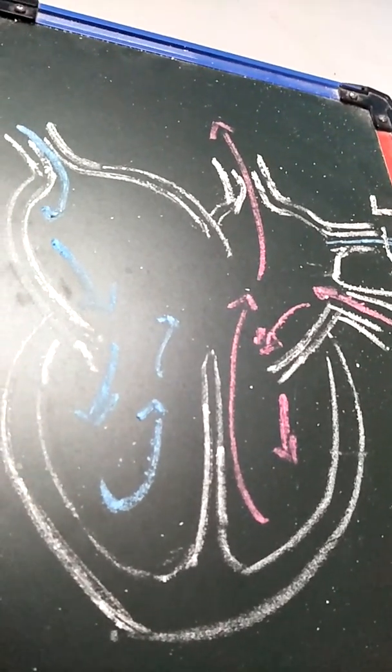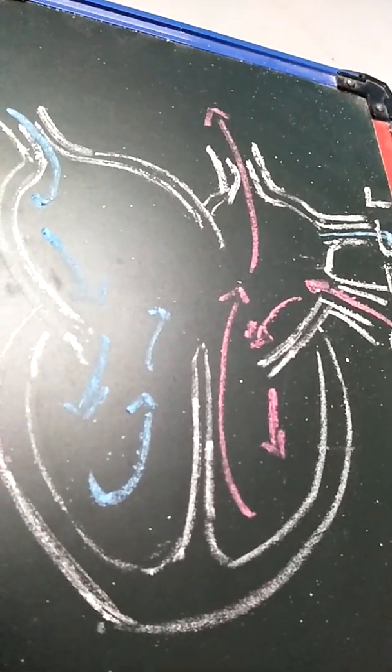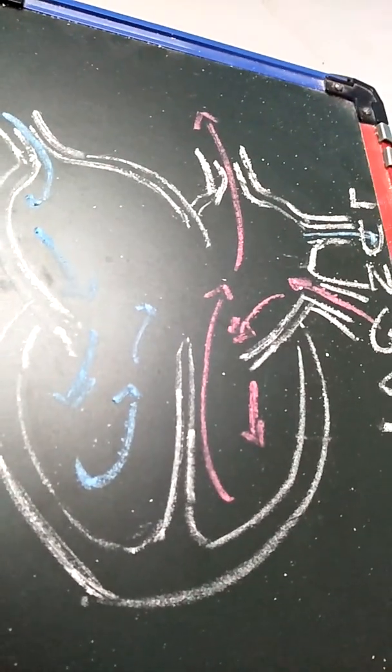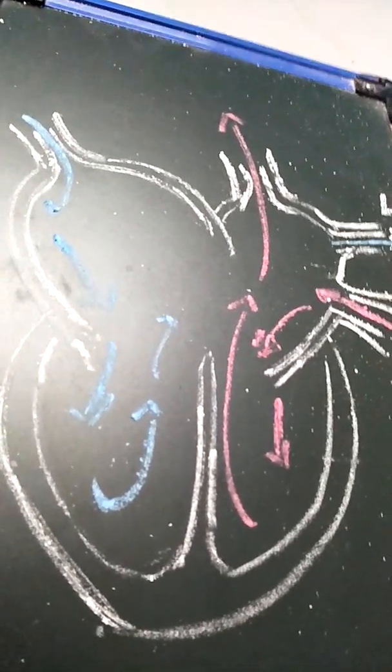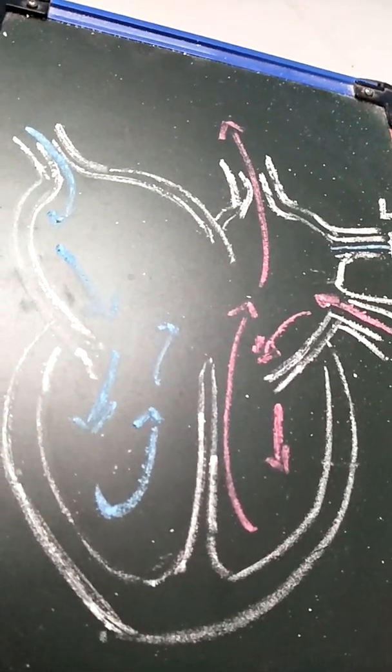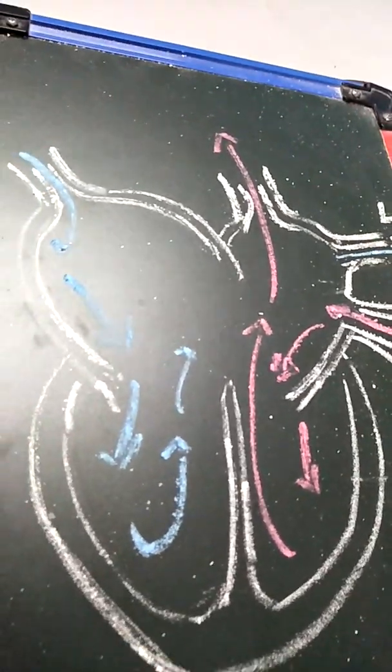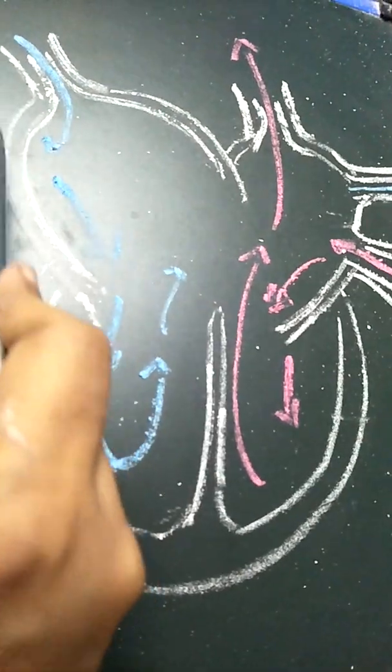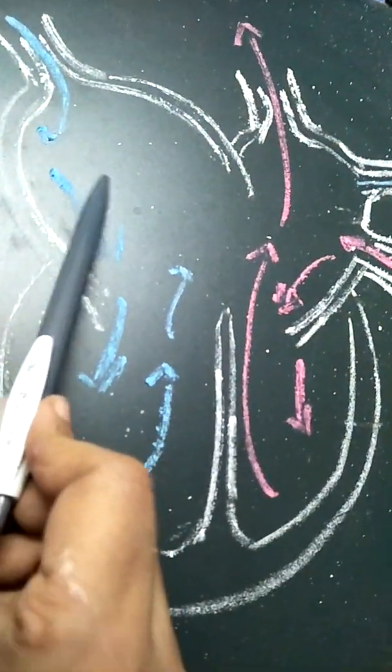Good morning, students. Today we'll start with the working of the heart, how the heart works. I hope everybody remembers what I had taught you previously, the 4 chambers of the heart. Now, if you can see here, this is known as the right atrium.